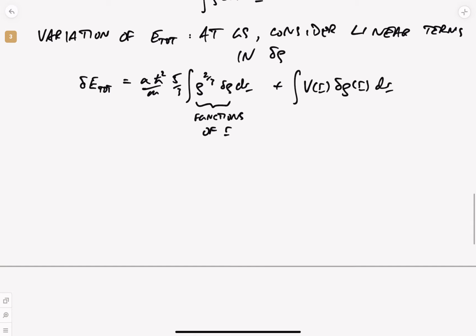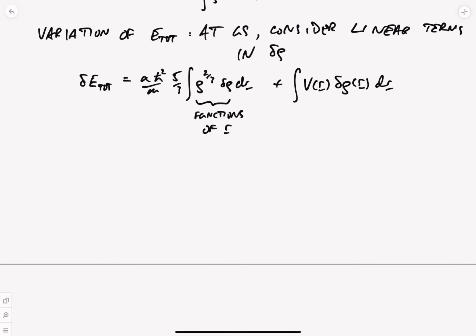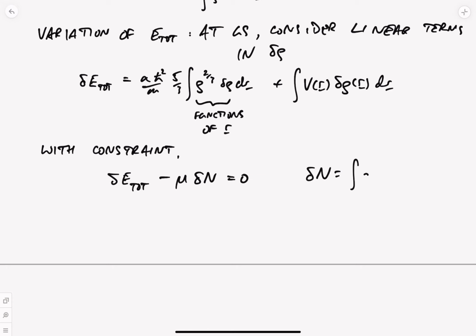Now, if we had no constraint, we would set that equal to 0, but we do have a constraint, and so with a constraint, we require delta E total minus mu, which is a chemical potential, the Lagrange undetermined multiplier, delta N must equal 0. So that's the condition for finding the ground state energy, the minimum of the energy. And we write delta N is equal to the integral delta rho of R dr.